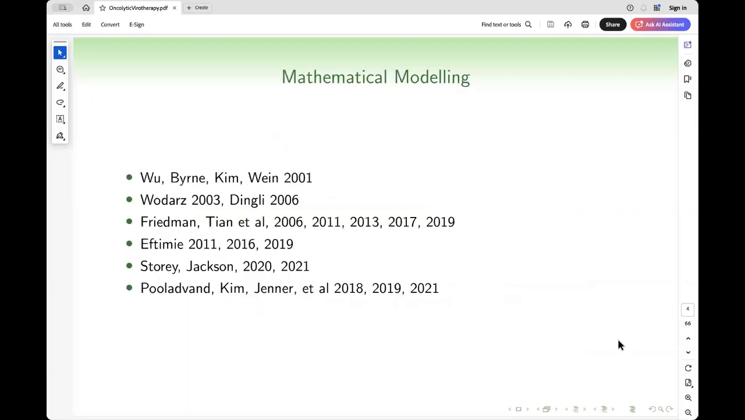Okay. So there has been lots of mathematical modeling on oncolytic viruses. Maybe the first was by Helen Byrne, Kim and Wayne in 2001, but it really started around 2006 with the papers by Wodarz, Dingli, and then Friedman and Tian wrote a long series of papers about this. More recently, Eftimie, Storey, Pooladvand, Kim, Jenner. So there's lots of work, and I will, of course, use many of the results which have been derived previously.